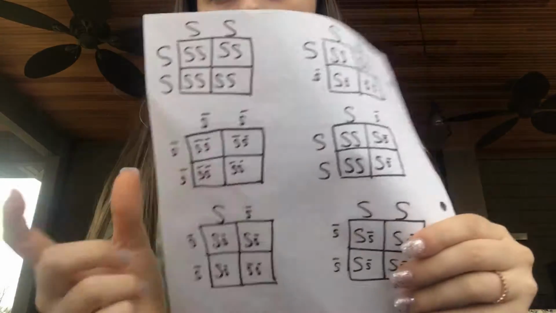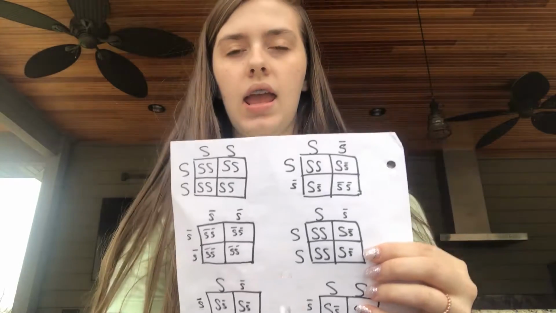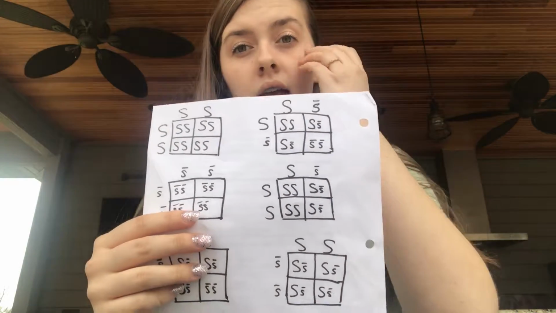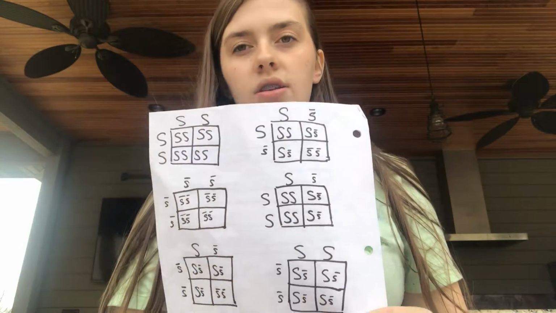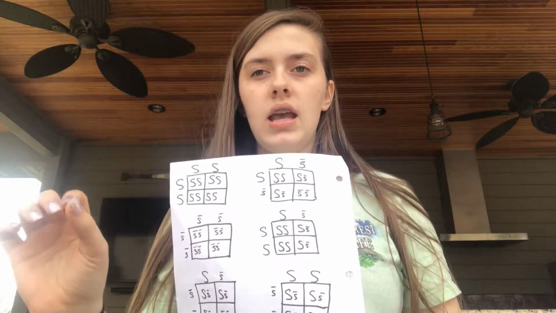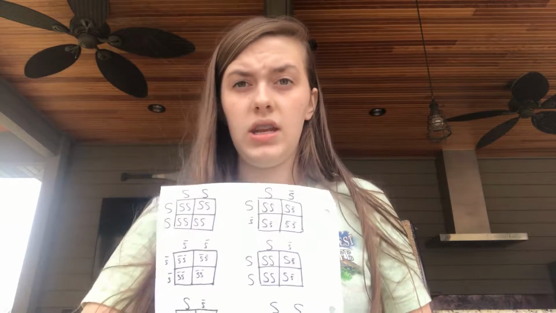So another option is if you have one parent that is homozygous dominant, and the other parent is heterozygous. It creates a 50% chance of being homozygous dominant, which means you're unaffected. And then the other 50% chance is that you're heterozygous, which means you're a carrier, which, like I said earlier, has some pros and cons.